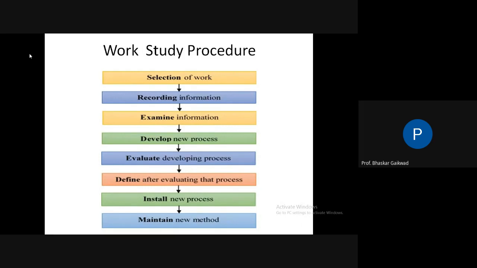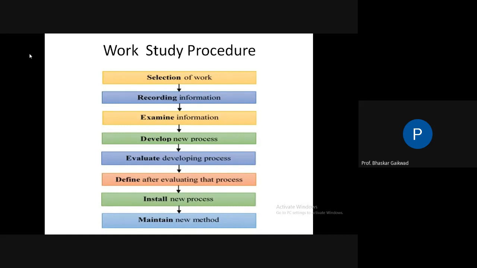Then you have to develop the new process, study the new process, do the cost estimation of the new process, and compare with the previous process. If by developing the new process the cost gets reduced, production gets increased, productivity gets increased, then install this and maintain the record of this. So this is actually the work study process. Okay, and the same things are applicable to method study.